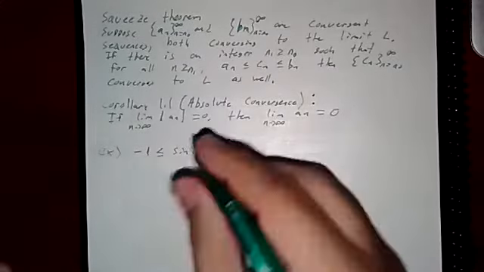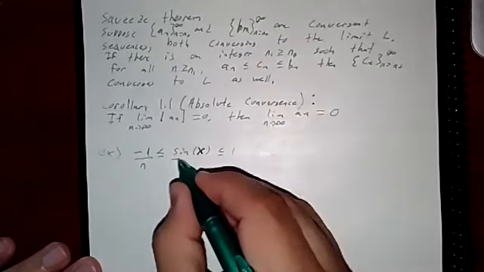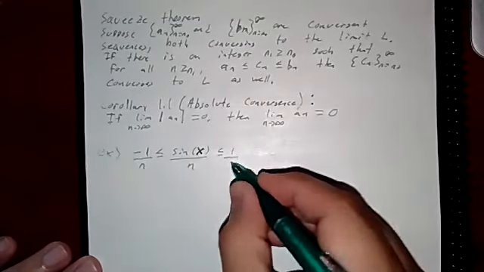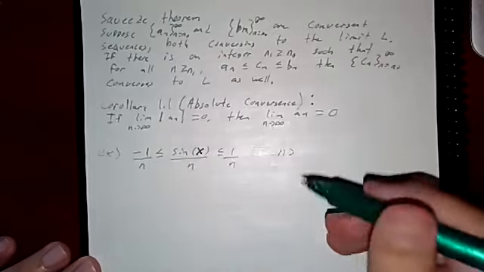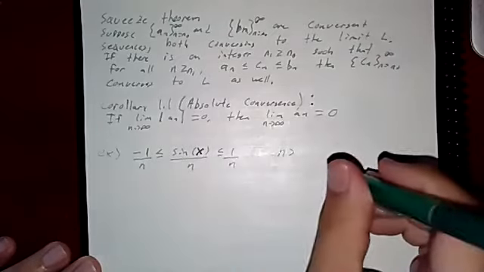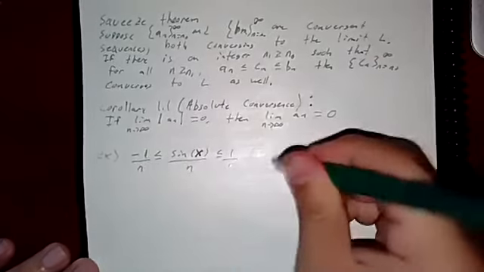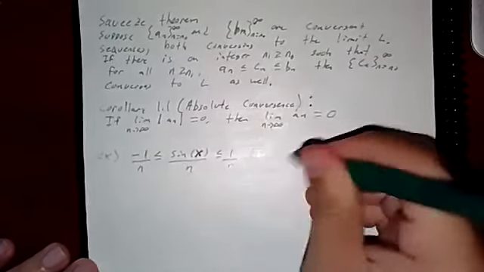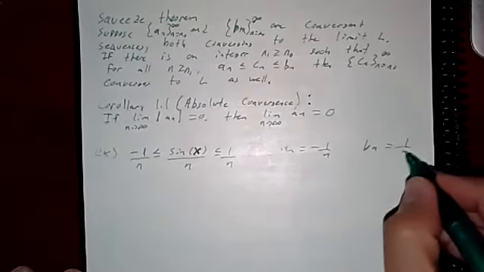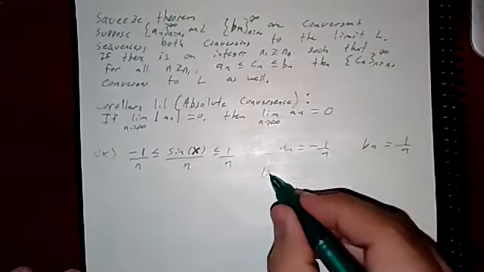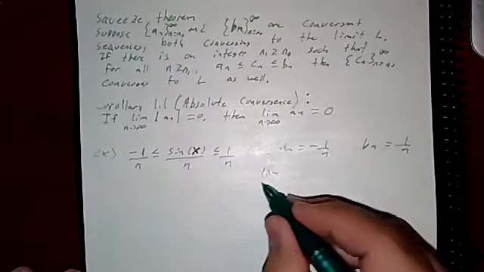Now, if I divide everything by n, assuming n is not negative, right? Actually, I don't think it'll matter. Let's forget that. Now, we know that if I call a sub n equal to -1 over n, and b sub n equal to +1 over n, we know that both of these limits is going to be 0, correct?